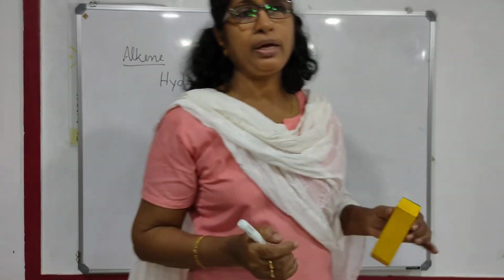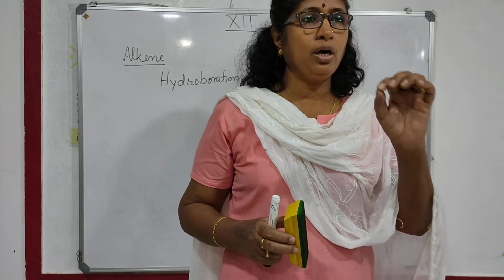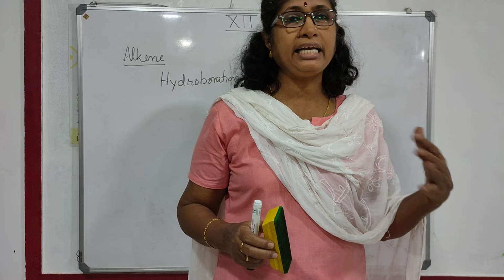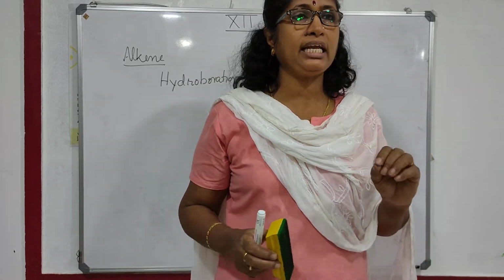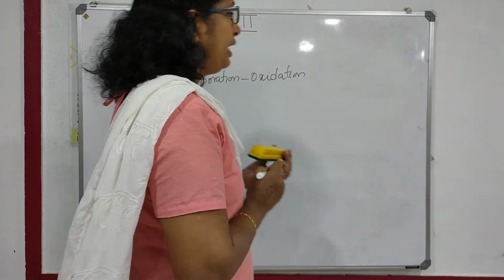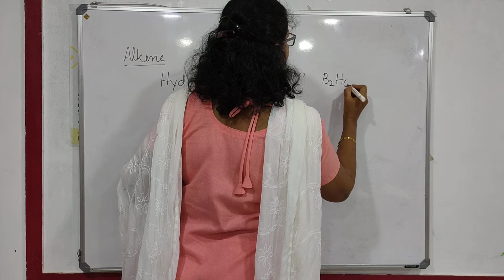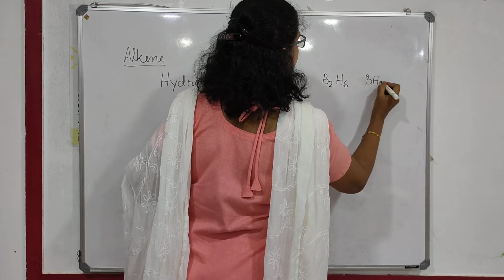Hydroboration. Last year we studied boranes, which are compounds of boron like methane. Hydrides of boron are called boranes. The simplest borane is diborane, that is B2H6, and we can write that unit as BH3 twice.